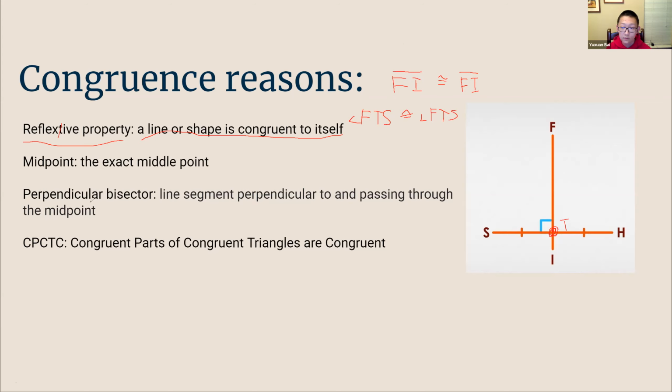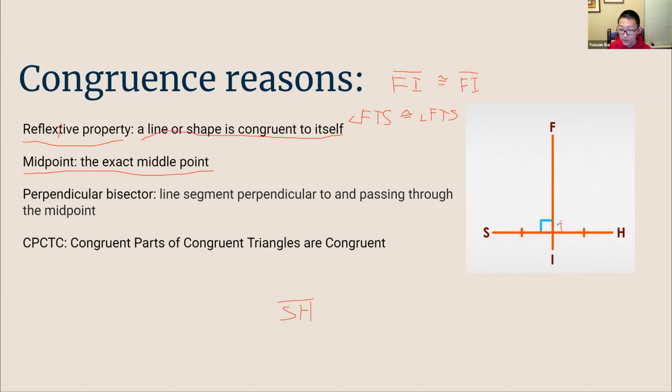All right. Next is what we call midpoint. The midpoint of a line segment is the point which divides that particular line segment into two congruent segments. So for example, let's look at the segment SH. This point is still T.